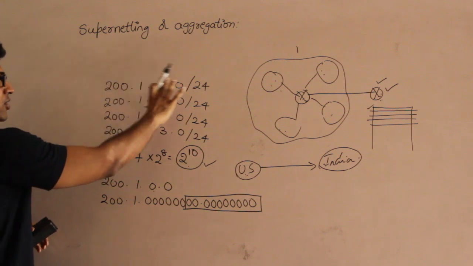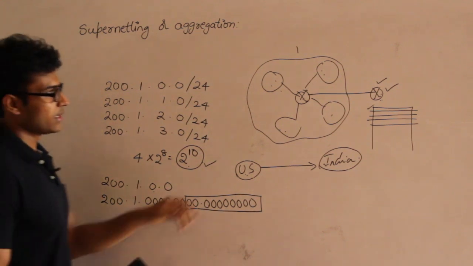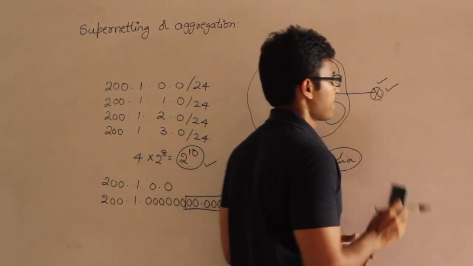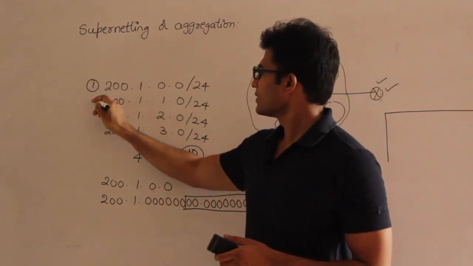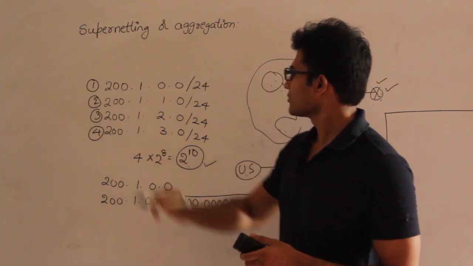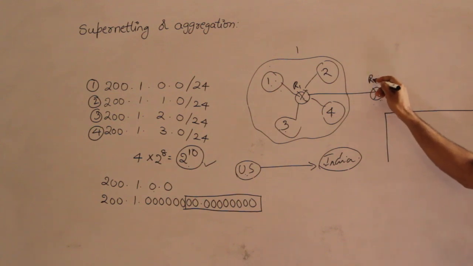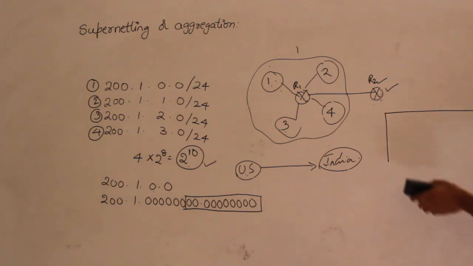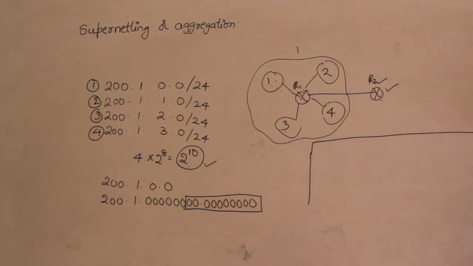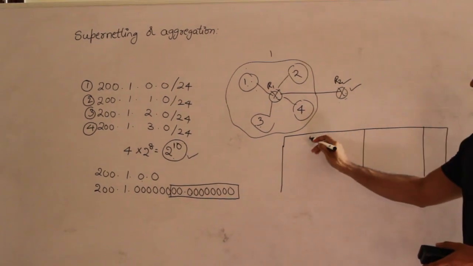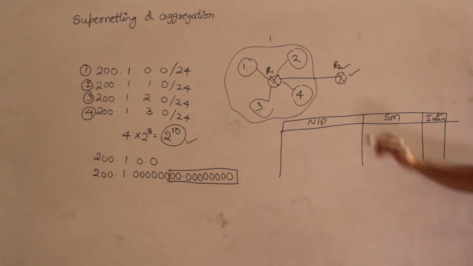So now in general we are going to have these 4 entries in the routing table. If I don't have supernetting, what happens is, for every network here, let us say this is network 1, network 2, network 3 and network 4. Now this is router R1 and this is router R2. So at router R2 we are going to have 4 entries: network ID, subnet mask and the interface that you have to use. Let us say this interface is A.